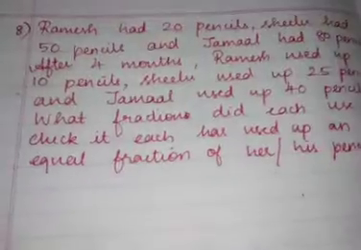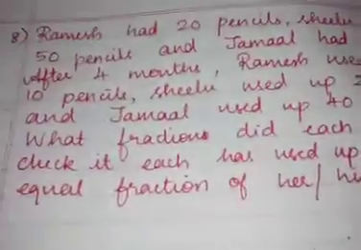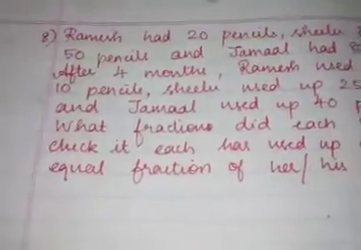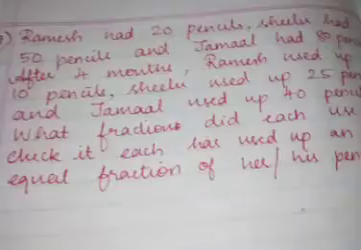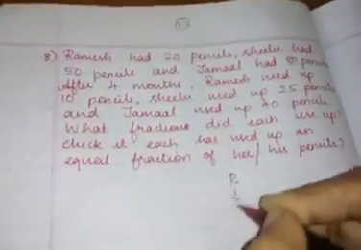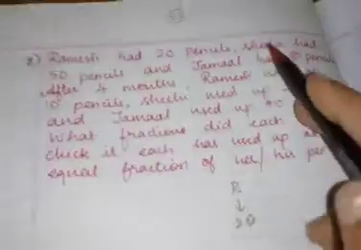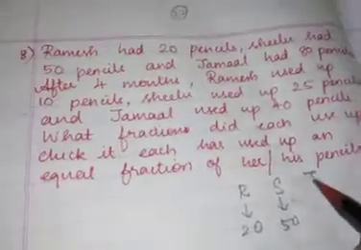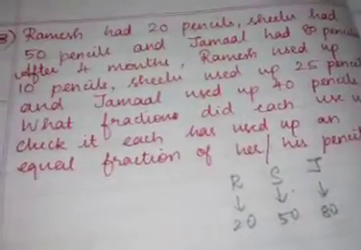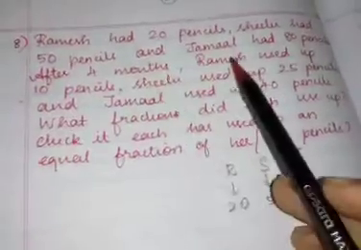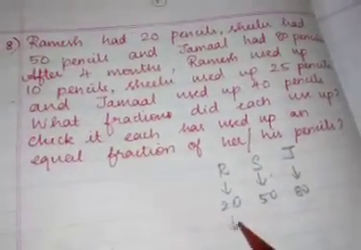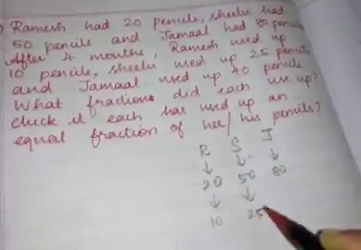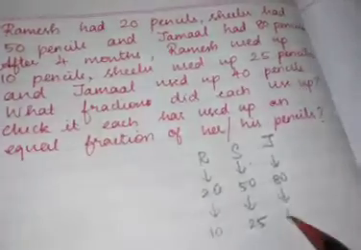Okay. Next is your 8th problem. Listen, this is a word problem. Ramesh had 20 pencils. Sheelu had 50 pencils, and Jamal had 80 pencils. After 4 months, Ramesh used up 10 pencils. So in this, 10 pencils he has used.